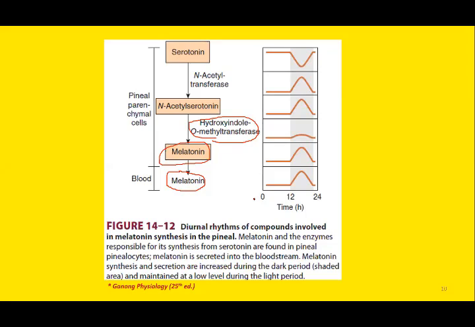Another important thing to notice in the figure is that the synthesis and secretion of melatonin are increased during the dark period, as you can see in the shaded region here. This shaded area indicates the dark period. So melatonin secretion is increased during the dark period, whereas whenever there is a high concentration of light rays, the melatonin secretion will be inhibited.